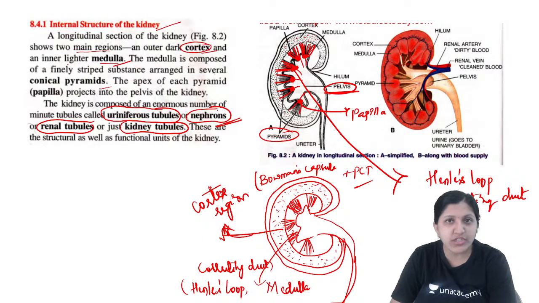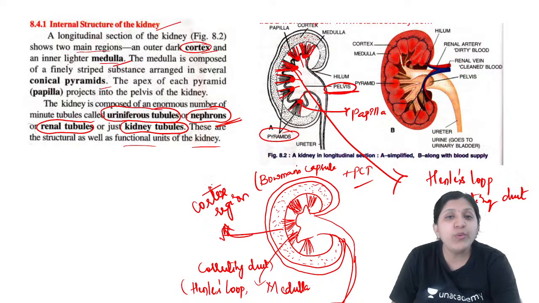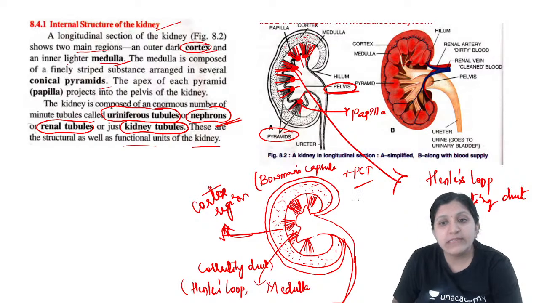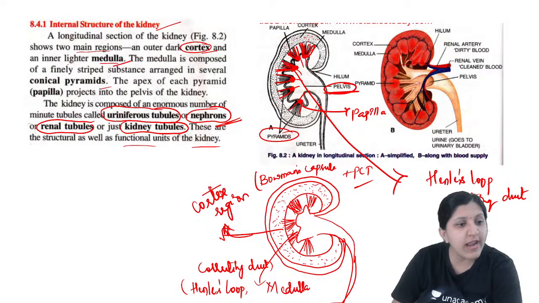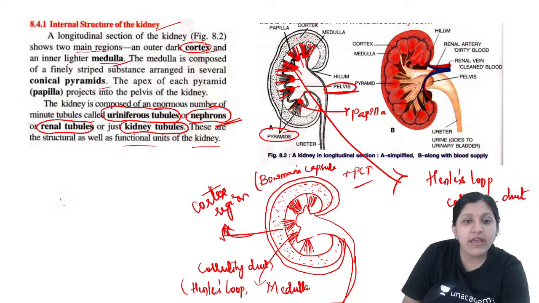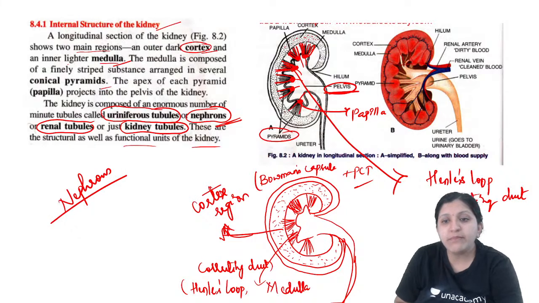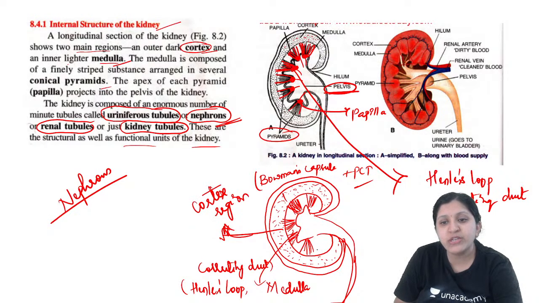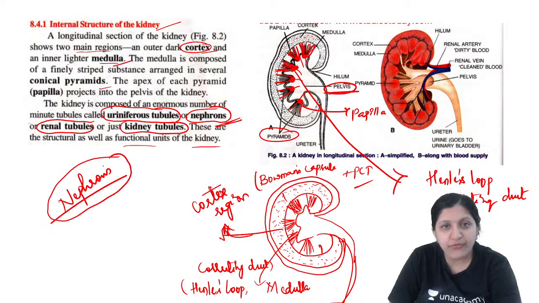So we will see the structure today: the structural as well as functional unit of the kidney. Why do we call it a structural and functional unit? Because you can see this kidney is completely made up of nephrons only. There are no other cells. This complete arrangement in the cortex region and in the medulla region is basically of the nephron itself.